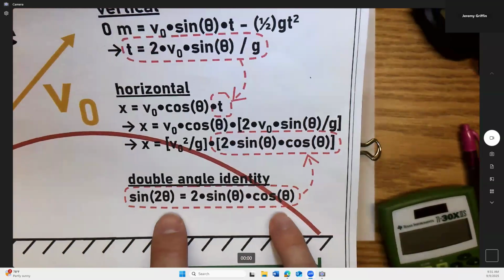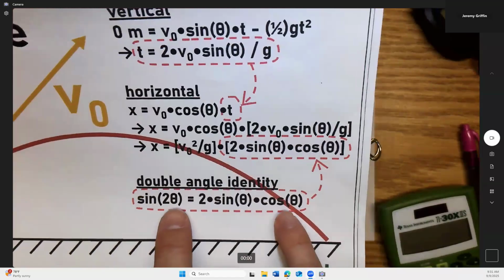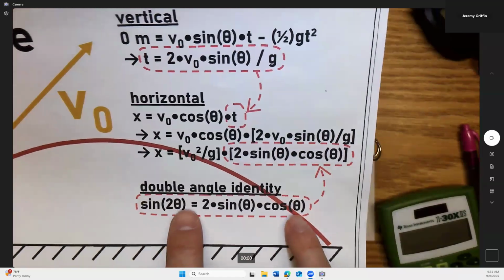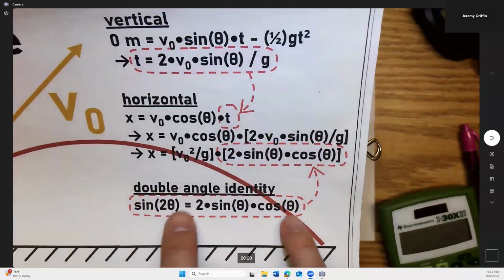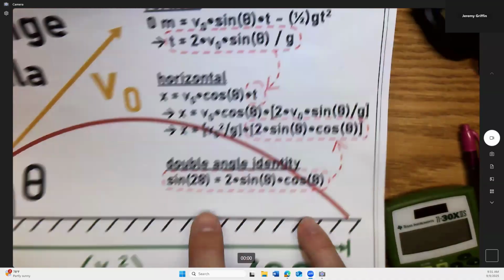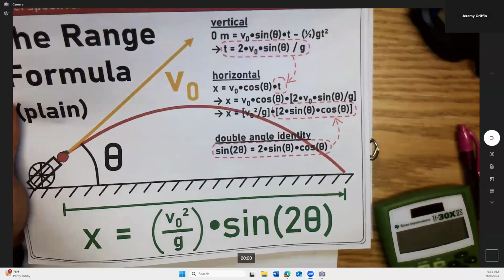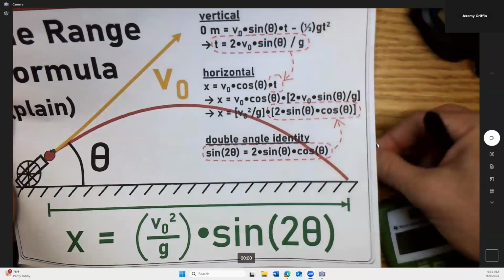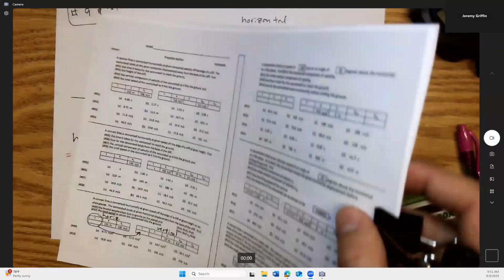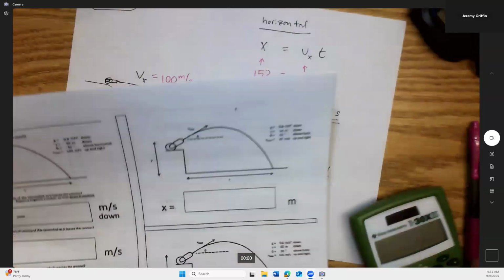Have you guys ever seen that? A couple of you guys have. So sine of 2 theta ends up being exactly right over there. Make a little substitution, and this ends up telling you how far it goes. So you can check your answer with this. First of all, it gives you the right answer. You've got about 3 to 4 minutes, something like that.